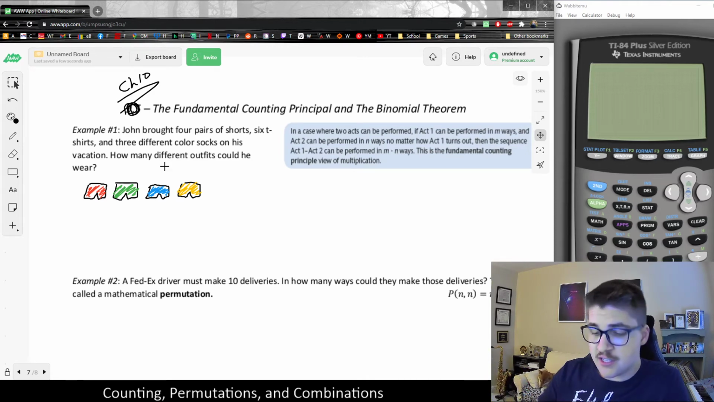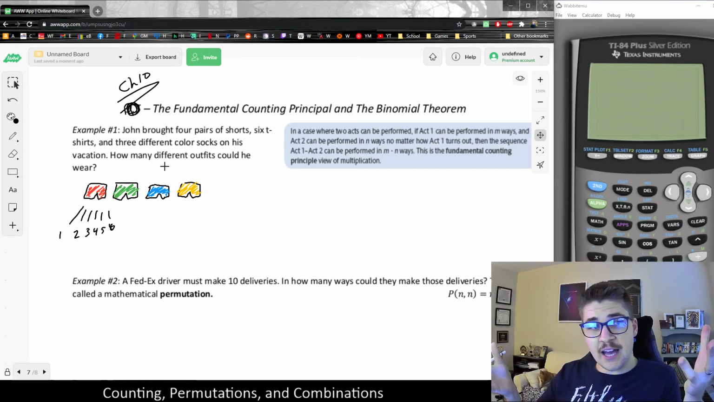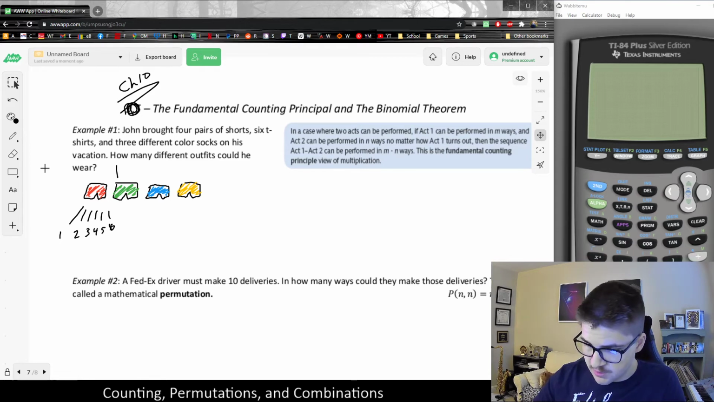He has 6 different t-shirts, so let's just number them. He could pair red shorts with t-shirt 1, or with t-shirt 2, 3, 4, 5, or 6. And basically that would be 6 unique outfits. There would also be 6 unique outfits if he paired the green shorts with any of those 6 as well. 1, 2, 3, 4, 5, 6. Same with the blue, 1, 2, 3, 4, 5, 6, and yellow, 1, 2, 3, 4, 5, 6.